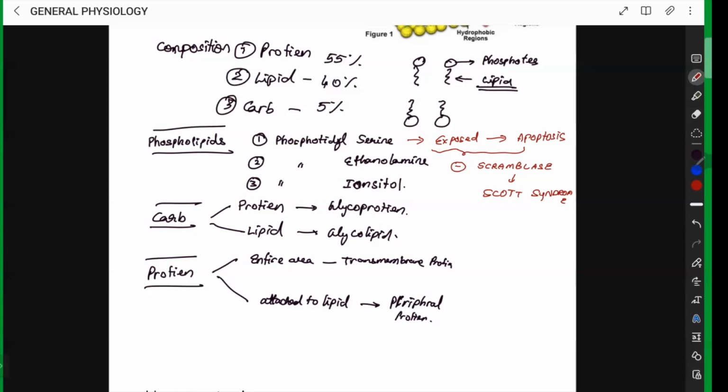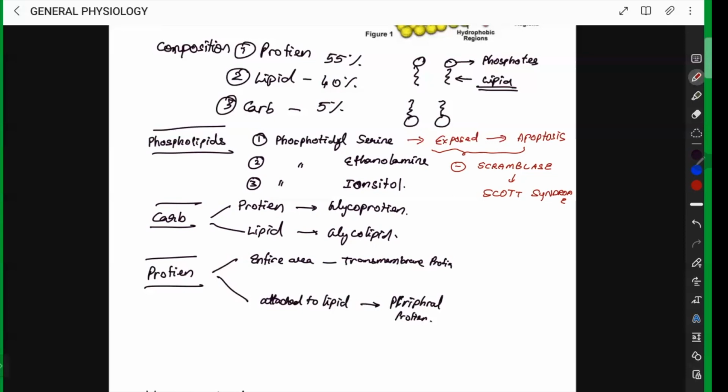Okay, and then your RBC is also going to have sphingomyelin outside your cell membrane. When there is an increase in the sphingomyelin content, that becomes acanthocytes, which you can see in abetalipoproteinemia.